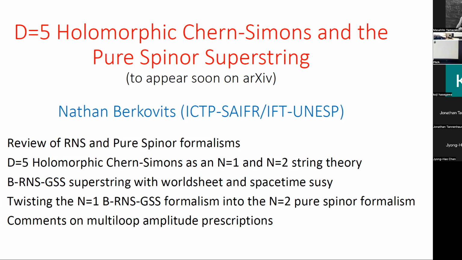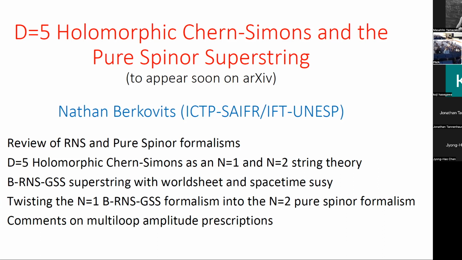I'll start by reviewing two other formalisms for the superstring: RNS, which I think everybody knows, and this pure spinor description, which was developed maybe 20 years ago. There's still a mystery about how to relate these two. They both are very successful, but they describe slightly different aspects of the string, and everything that's been computed using both formalisms coincides, but one would like to understand the relation better. It turns out RNS is described as an N equals 1 string theory, and pure spinor as N equals 2, or more precisely topological N equals 2.